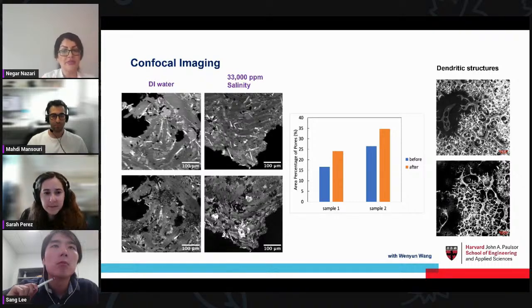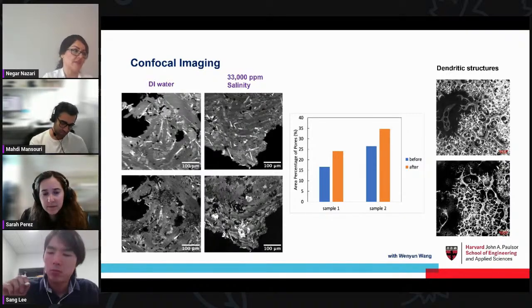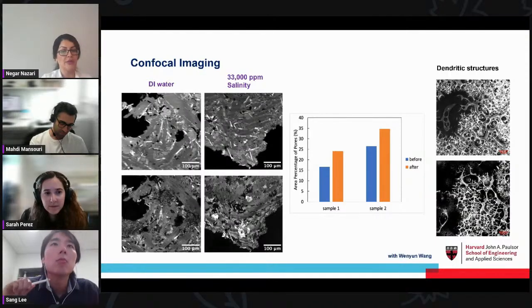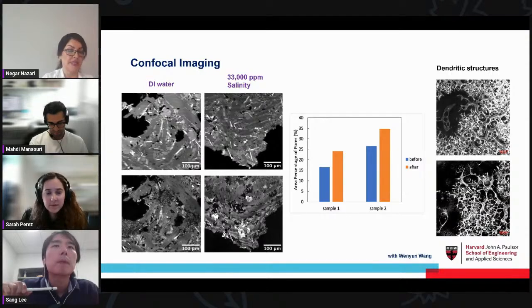So we observed that, interestingly, in both of the samples, the area percentage of the pores increased. We only talk about the surface. The reaction time was very short. The rocks are tight, so we cannot confirm if the change in the pore volume actually happened across the entire volume of the sample. But what we saw is that at least on the surface, we saw a lot of increase in the area percentage of the pores in both of the samples.